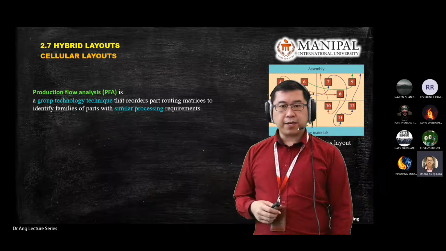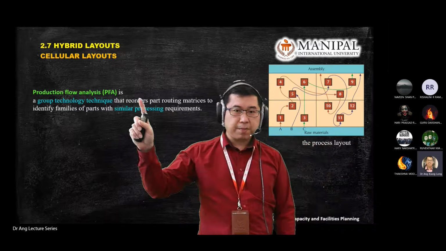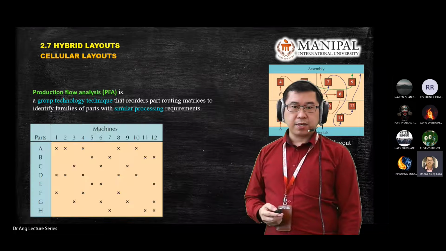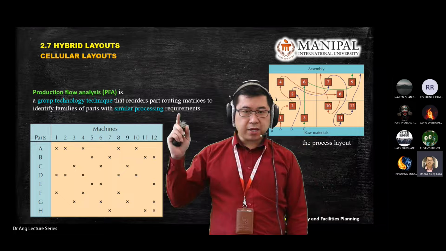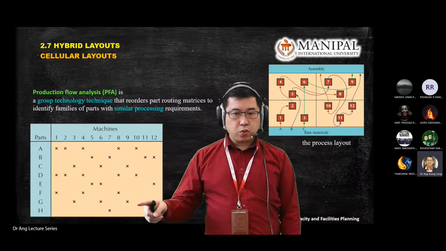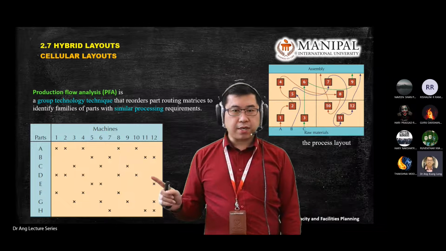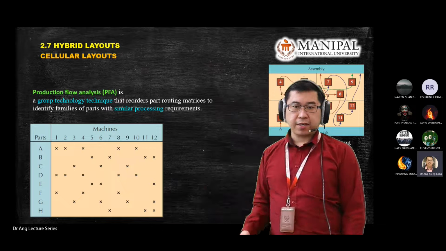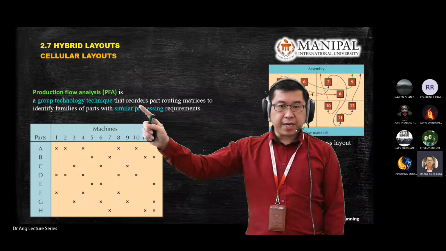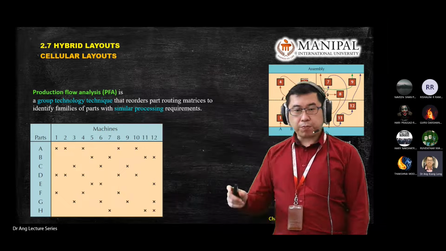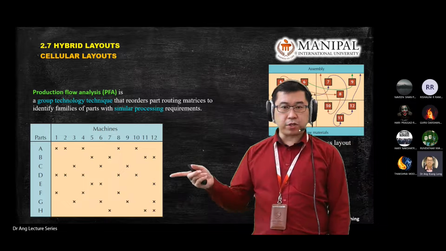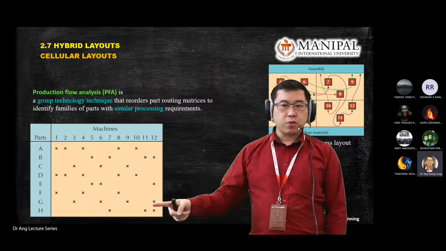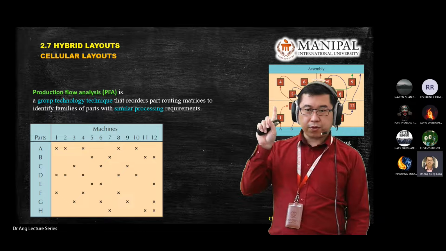One new term for today is called PFA, product flow analysis. It is a method that we use to do line planning. PFA is a group technology, or GT, technique used to arrange your production floor like this.